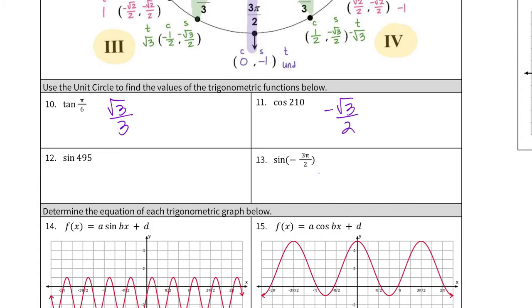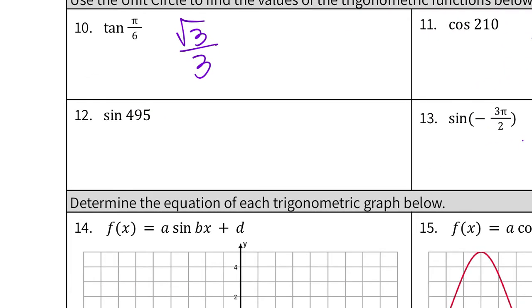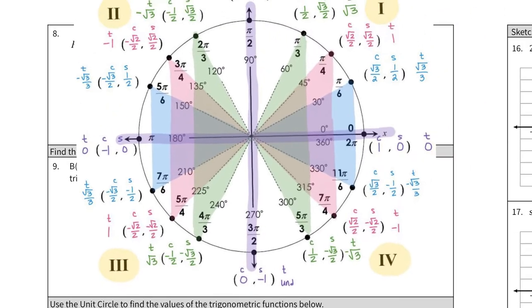Okay, these two at the bottom are a little bit more difficult than that. So this one says sine of 495. As we already know, the unit circle only goes up to 360. But what we can do is find the coterminal angle. So what I'm going to do is get 495 minus 360, and that gives me 135. So instead of finding sine of 495, I'm going to find sine of 135 because it's going to land in the same area anyway, like it's a coterminal angle. So let's find 135 right here. So the sine value is square root of 2 over 2.